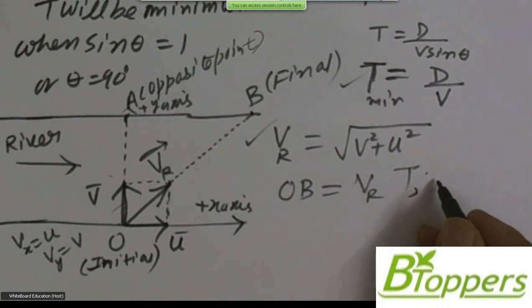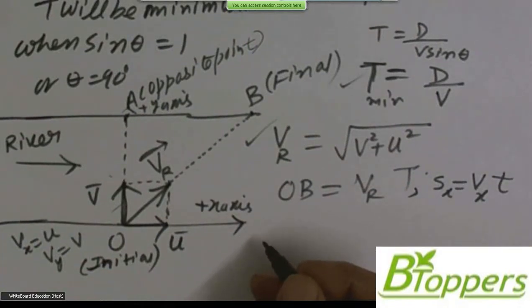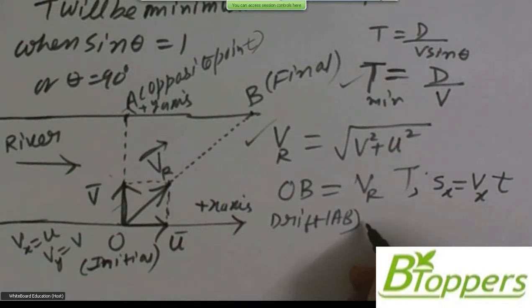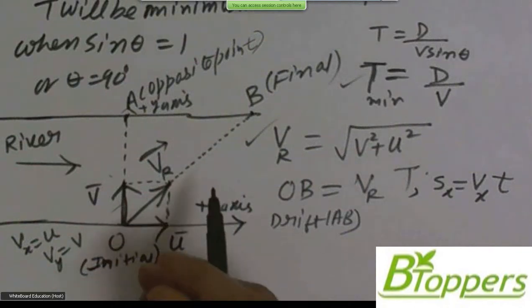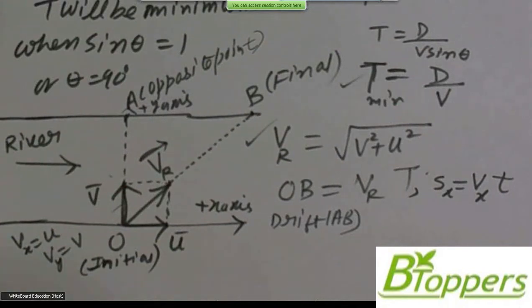Therefore, the displacement of the boat parallel to the x direction can be the x component velocity into time taken. So the displacement parallel to the x direction will be equal to the drift of the boat. That is the distance between the point A and B. That is equal to the x component velocity into the time taken to cross the river. So the x component velocity in this case is u, into t. The time taken to cross the river in this case is equal to d by v.